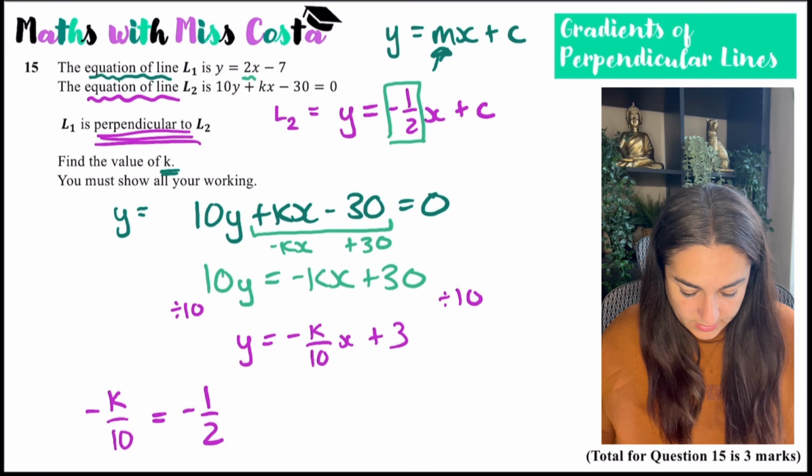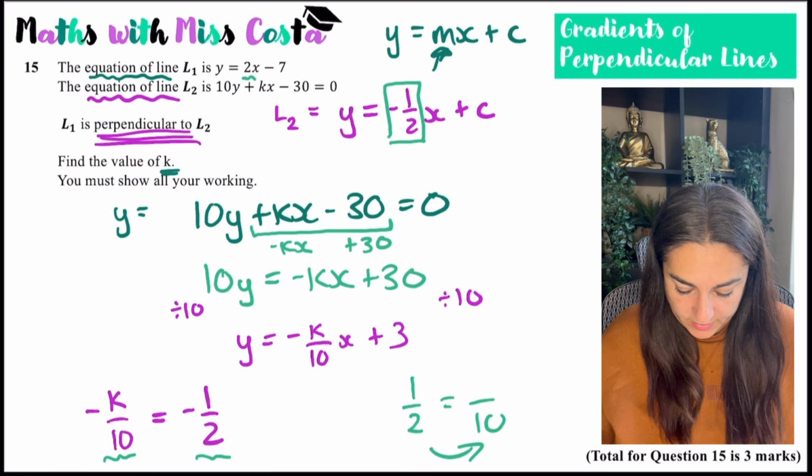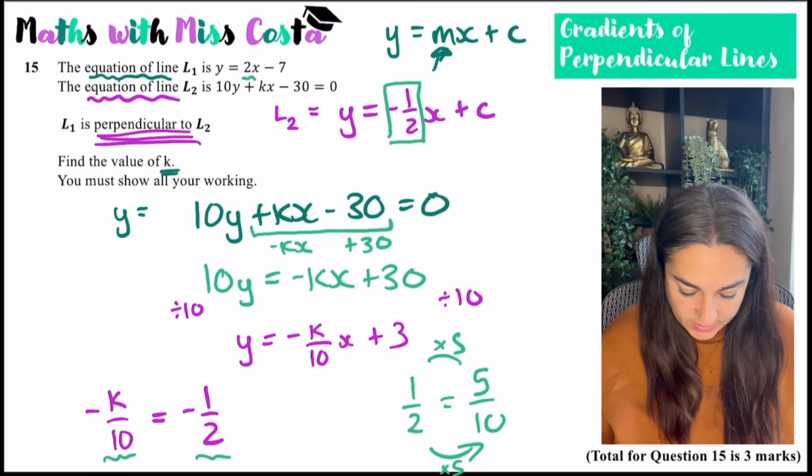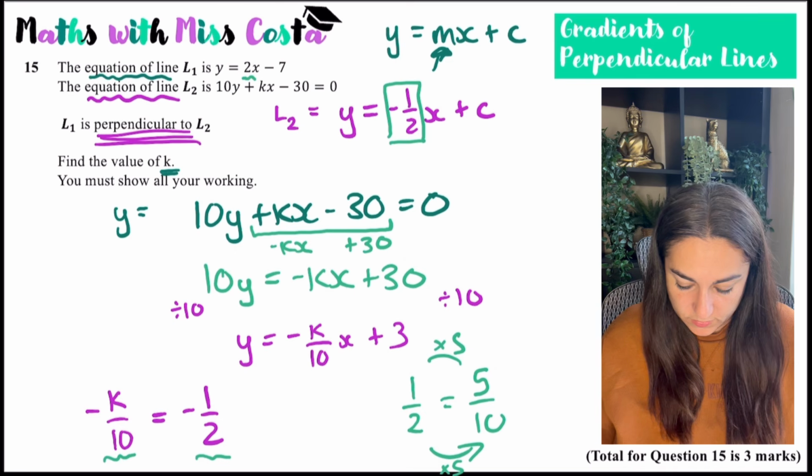So essentially, let's make these two fractions equivalent. So a half, to make it something out of 10, what have I done? I've times by 5, so I'm going to have to do the same thing here. So if these two are equal, then k must equal 5.